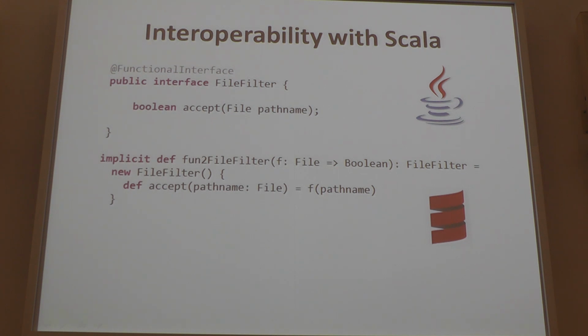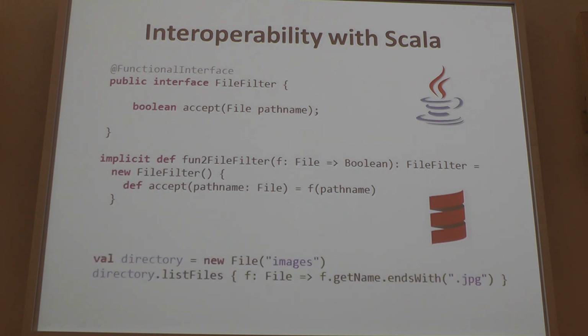If you want to use functions instead of creating anonymous inner classes of FileFilter, you can define a conversion, explicit or implicit, it doesn't really matter. So this is a method that takes a Scala function from File to Boolean and returns an instance of FileFilter. And it just hides the creation of the anonymous inner class in this method.